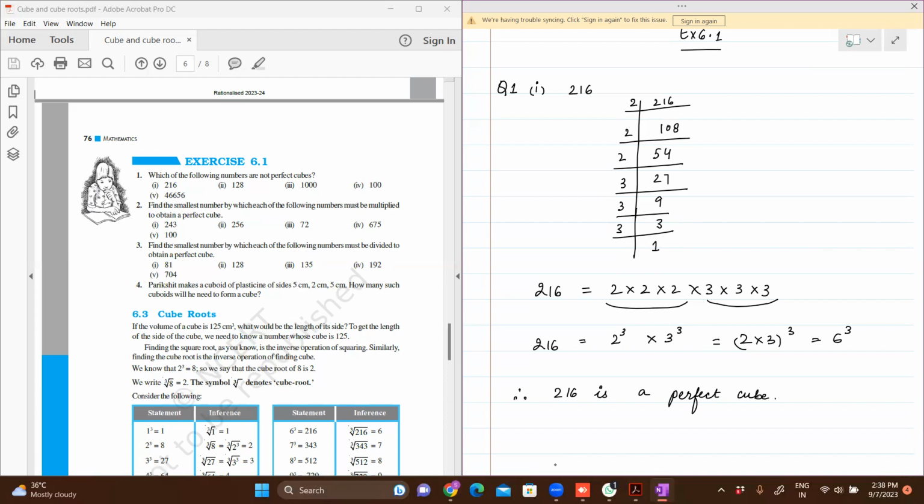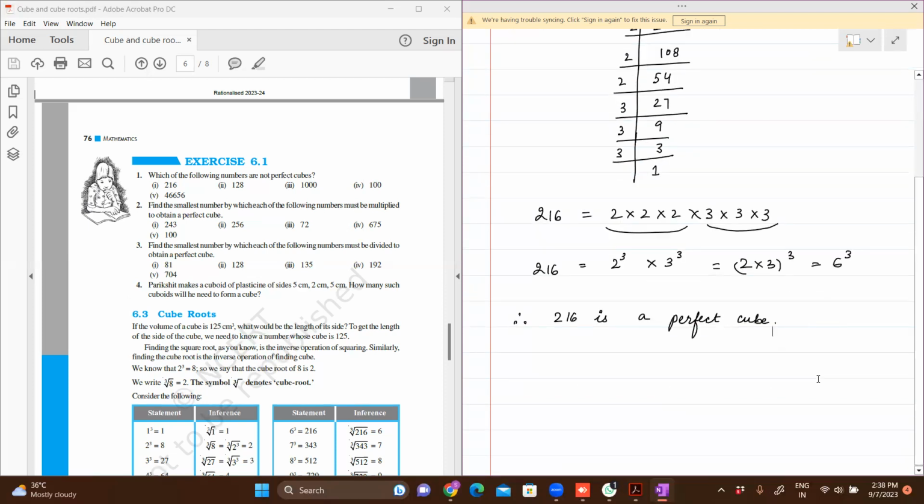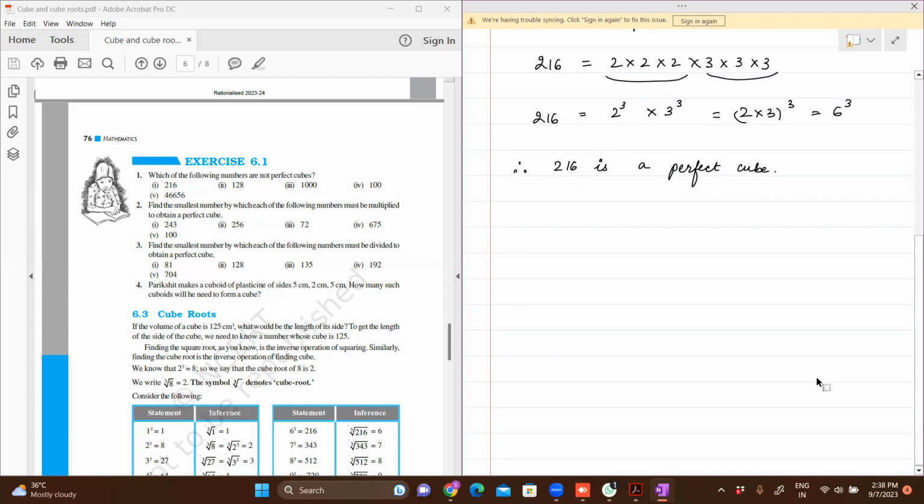Now, in the same way, you can solve each of the other questions here. Next, let's move on to question number 2. Question 2 says, find the smallest number by which each of the following numbers must be multiplied to obtain a perfect cube, right? So in order to obtain a perfect cube, we need to find the smallest number which we can multiply here.